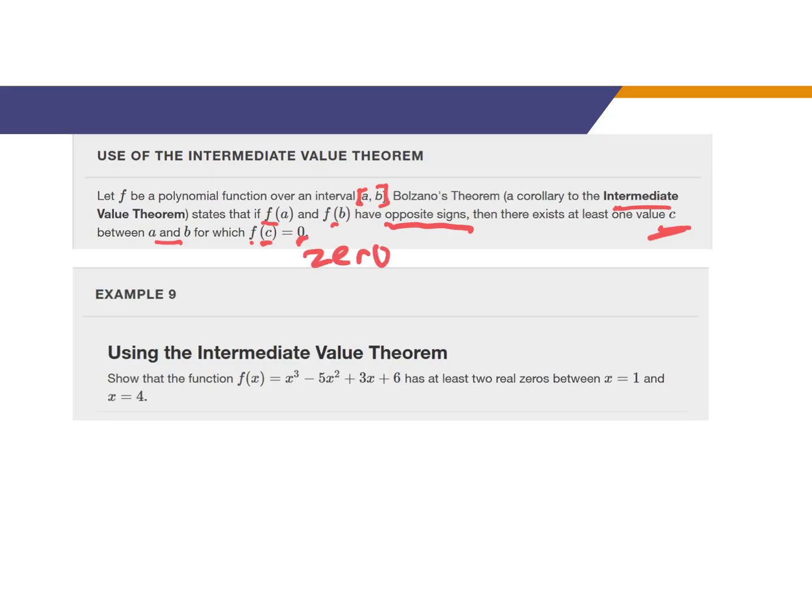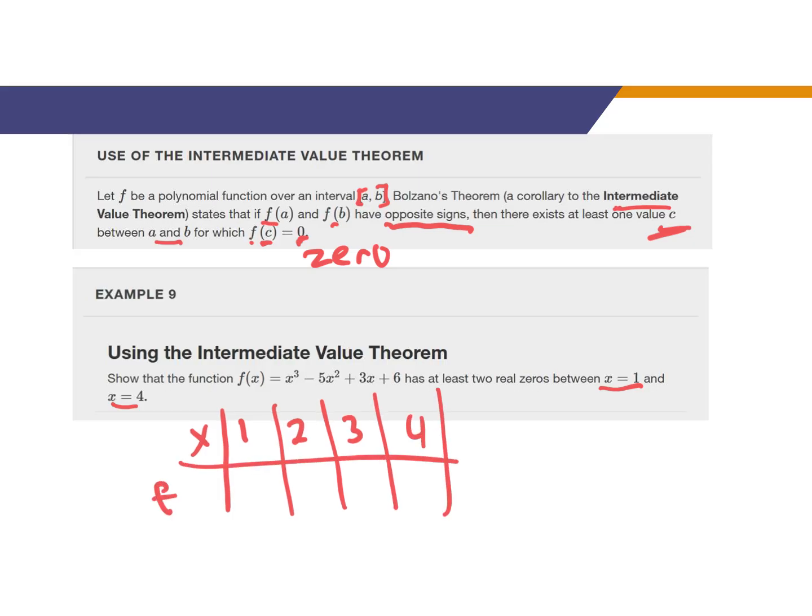So I'm looking at this one here, example 9. Show that the function f of x equals x cubed minus 5x squared plus 3x plus 6 has at least 2 zeros. Oh, they want me to find at least 2. And it says between 1 and 4. Between x equals 1 and x equals 4. Well, let's just make a table. Here are my x's. Between 1 and 4. So I got 1, 2, 3, 4.